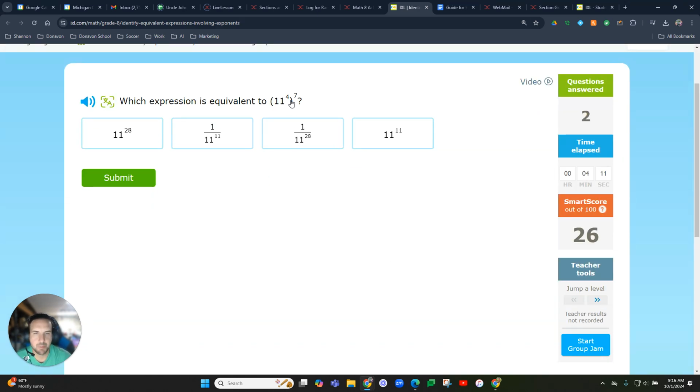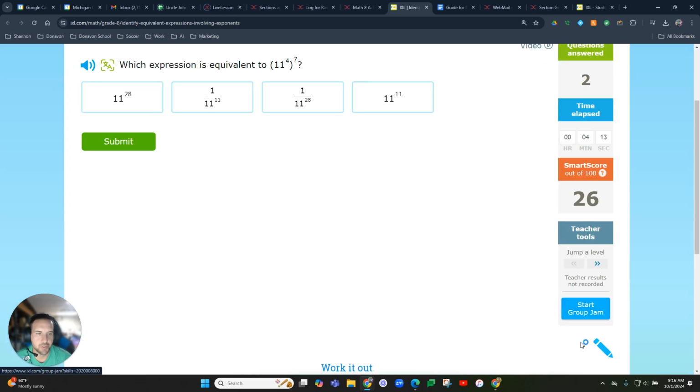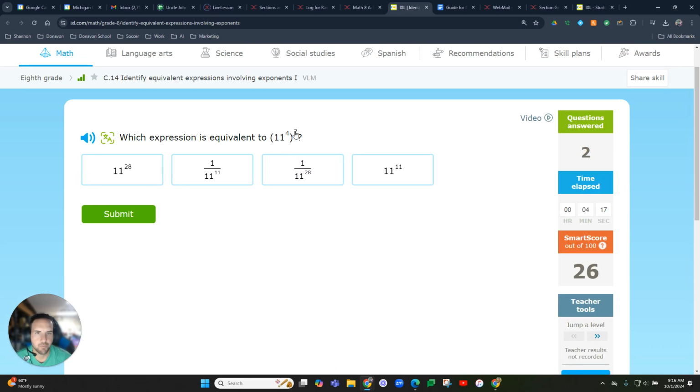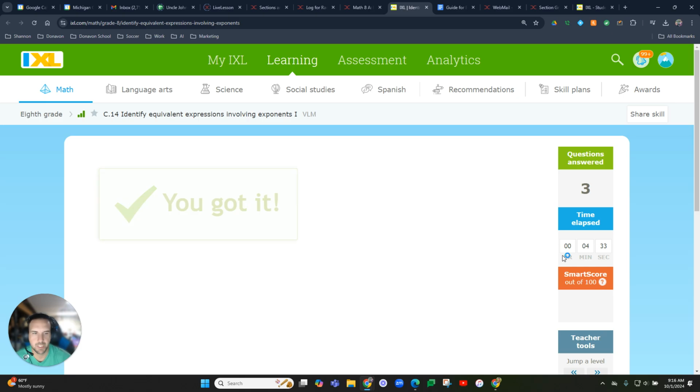All right, this one again is power of a power rule, so we're just going to multiply the exponents. So that would be 4 times 7, so 11 to the 28th power, and again, that answer is available. So again, it's power of a power, an exponent being raised to another exponent. We just multiply those exponents. 4 times 7 is 28, so 11 to the 28th.